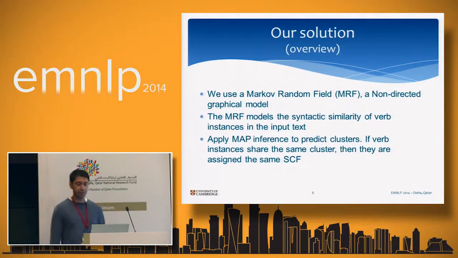We basically use a Markov random field, an undirected graphical model, and this MRF will model the syntactic similarity of verb instances in the input text. And then we apply MAP inference to predict clusters. If verb instances share the same clusters, then they're likely to share the same subcategorization frame.